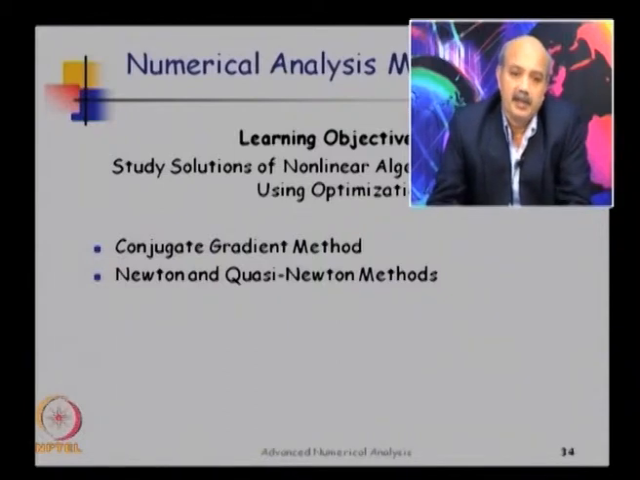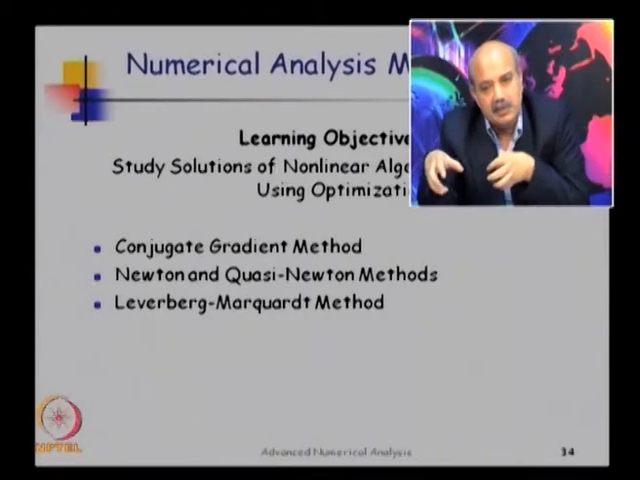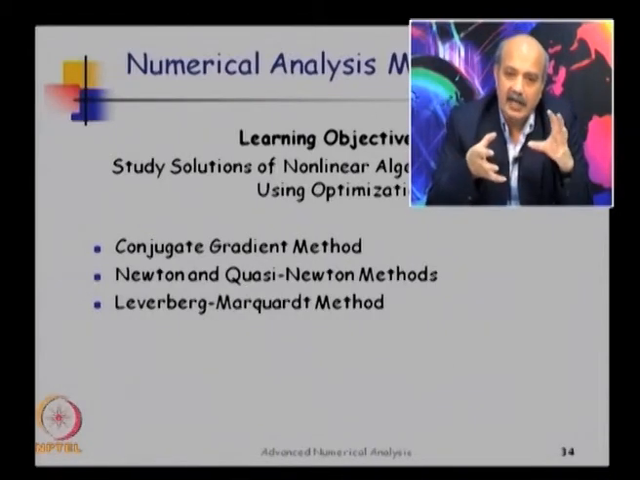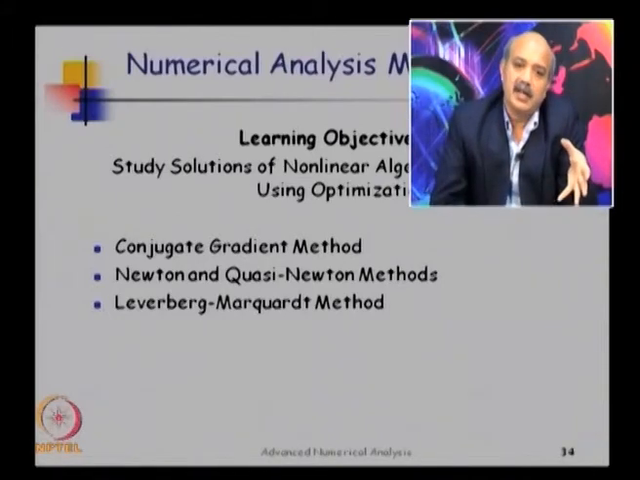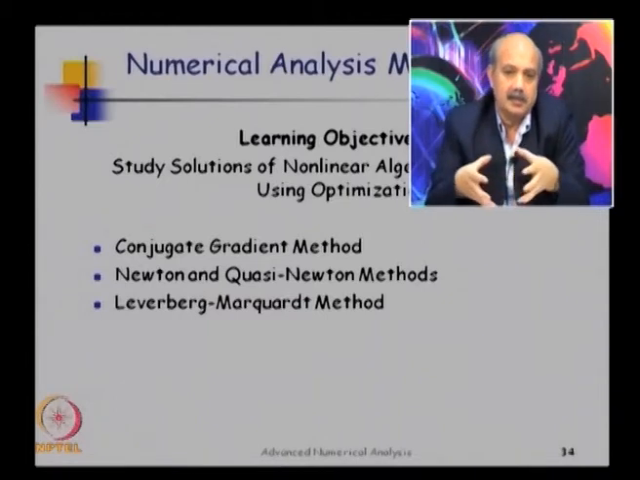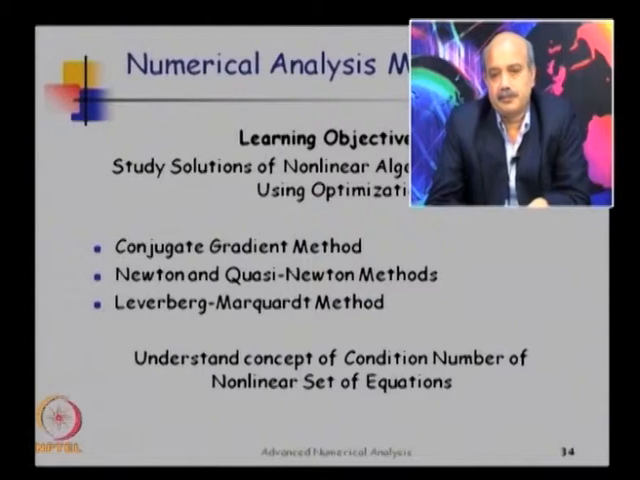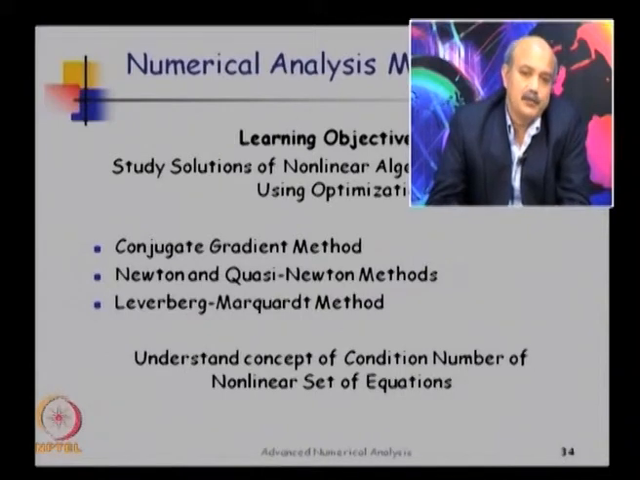So we will have a brief introduction to quasi Newton methods, and finally we will look at a method called the Levenberg-Marquardt method, which is a combination of the gradient method and Newton's method. So you use the gradient when it is helpful to use the gradient, you use the Hessian when it is helpful to use the Hessian. So it is a merger of the two methods, and we will just understand this. Towards the end we will just briefly understand the concept of condition number of a set of nonlinear equations.